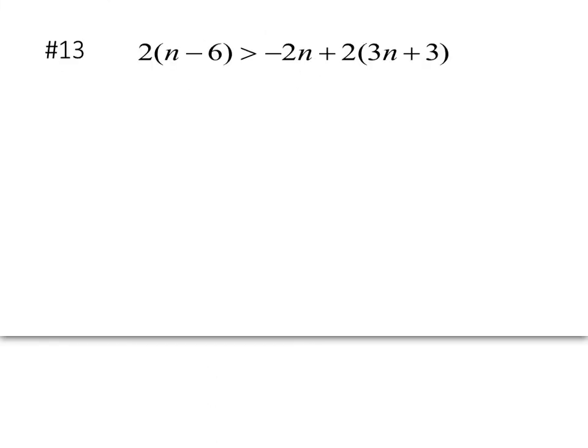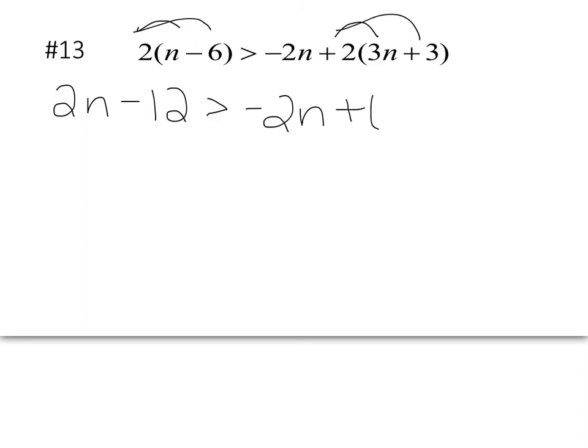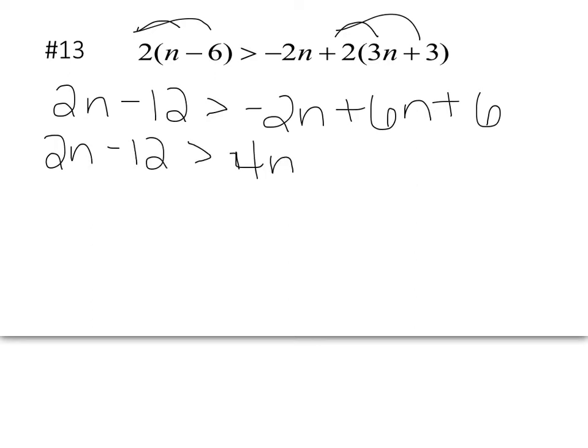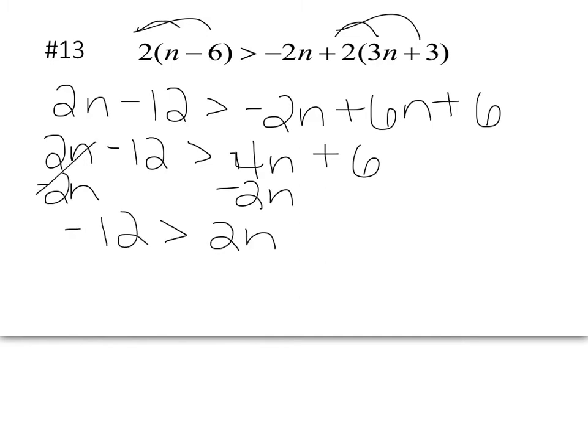Okay, so distribute your 2. 2n minus 12 is greater than negative 2n, and then distribute this 2, plus 6n plus 6. Combine like terms on the right side. Negative 2n plus 6n is 4n plus 6. Now I'm going to get my variables together. Subtract 2n from both sides. You get negative 12 is greater than 2n plus 6.